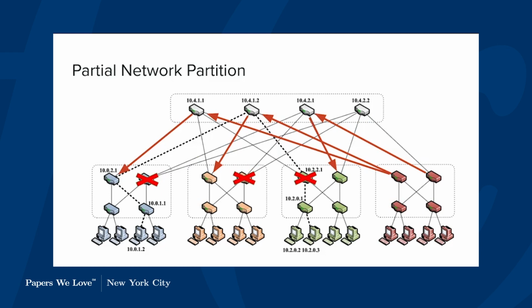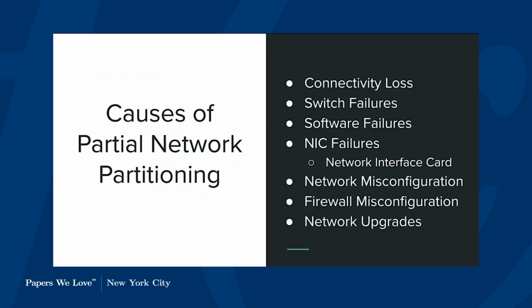Now, what kinds of things can run into this situation? First, you saw switch failures. We talked about that. We have connectivity loss, if someone chews through a wire, or if your network card stops working. Certain software failures, where your software that's actually trying to route packets will do the wrong thing. Your network can be misconfigured. Your firewall can be misconfigured, or you could be in the middle of a network upgrade, and how you upgrade your network might leave you in a place where you end up with a partial network.